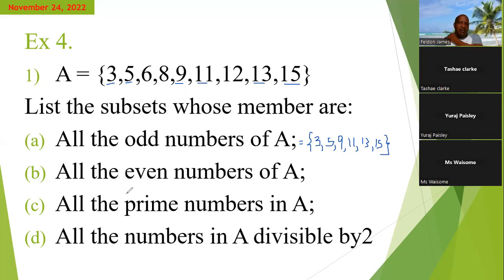All right, here now it says that you have to list all the even numbers of A. So all the even numbers of A now would be what? 6, 8, and I think it's 12. So we would have 6, 8, and 12. Yes, sir. All right. So we'd have 6, 8, and 12.